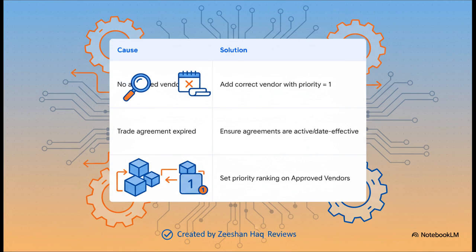And hey, here's a pro tip. Always double check your trade agreement dates. An expired agreement is a super sneaky reason the system might skip over the right vendor.